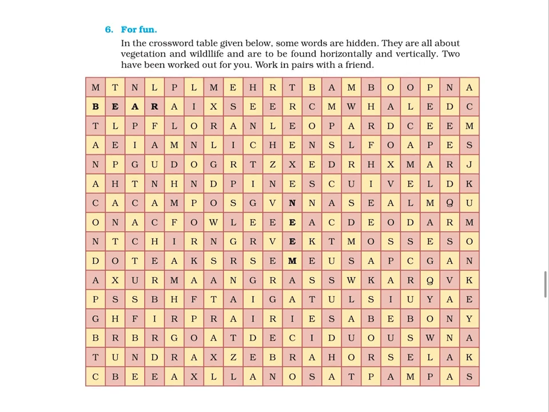Page 46. 6. For fun. In the crossword table given below, some words are hidden. They are all about vegetation and wildlife and are to be found horizontally and vertically. 2 have been worked out for you. Work in pairs with a friend. Below this we see a picture of a crossword table in which all the hidden words are there, and we have 2 words shown for us which are in bold.